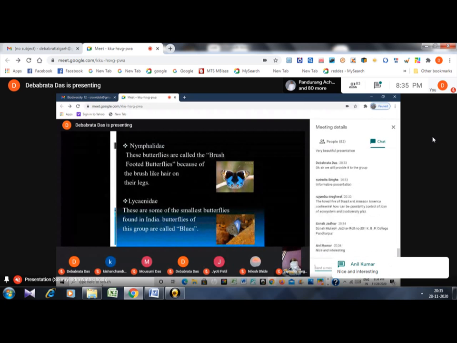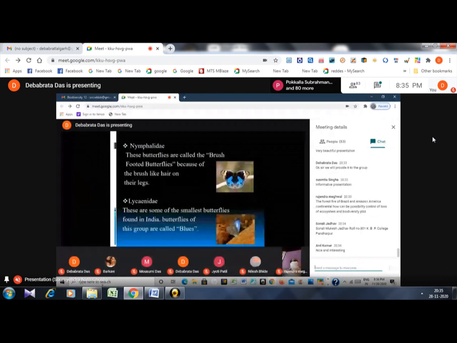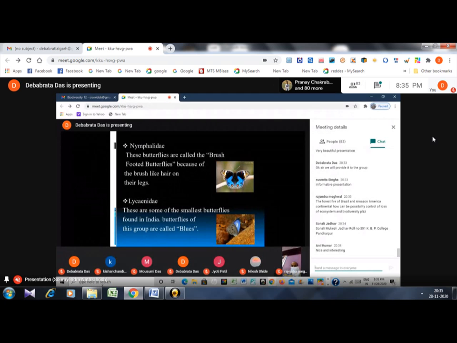Then we come to Lycaenidae. Lycaenidae has the smallest butterflies in India, and they are called blues because most of the butterflies of this group have a blue-colored upper side of their wings. But these are very tricky to identify because when closing the wings, the patterns are mostly white and black spots, and most of these butterflies look alike.